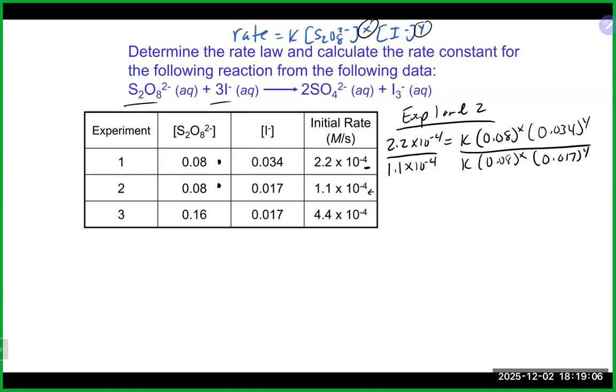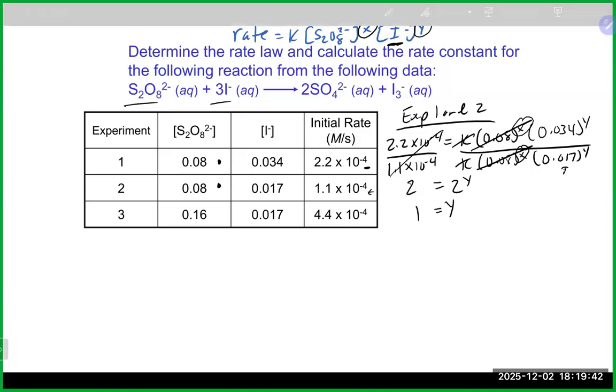Once again, we're going to start dividing, so that's going to give us a 2. The rate constant on top and bottom will cancel each other out, even though we don't really know what it is at this point. We do know it should be the same number. We also do not know what the x's are, but they should be the same number, which means ultimately these should cancel out. And that's just going to leave us this over here, which should give us 2 to the y. So in this case, y would equal 1. So the order with respect to I minus is going to be first order in this reaction.